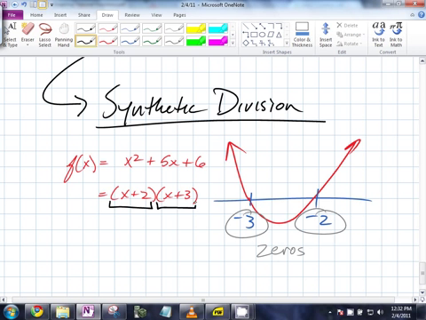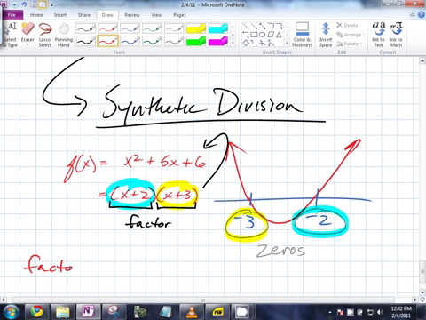This 0 correlates to that factor. This 0 correlates to the other factor. If you know a 0, what do you automatically know? A factor. If you know a factor, what do you automatically know? A 0. So knowing a factor and knowing a 0 is pretty much the same thing. Agreed? So if you can find all the zeros of a polynomial, what have you effectively done? Exactly. If you know all the zeros, you know all the factors.